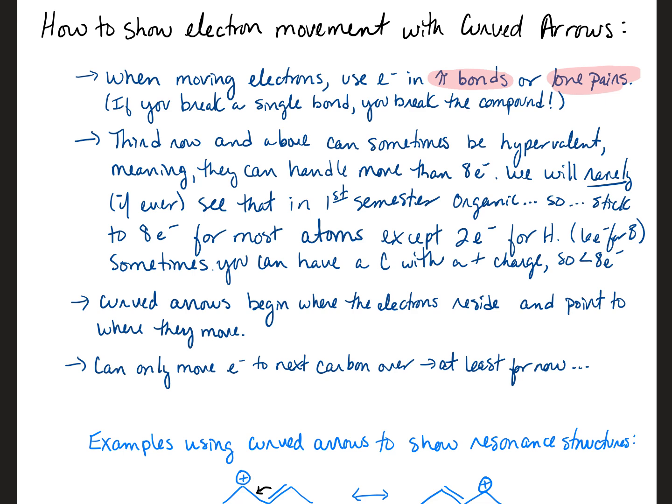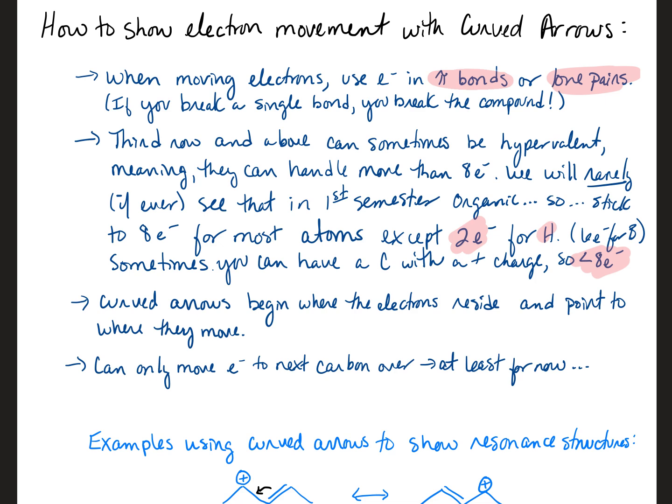Now, with the exception that there's 2 electrons for hydrogen. If we want to get picky, there's 6 electrons for boron most of the time, but we're not going to see that very much either. You can have carbon with a positive charge like we talked about in the last video. So it can have less than 8 electrons, but we're going to see how in a minute it's better to have 8 electrons around stuff when you can.